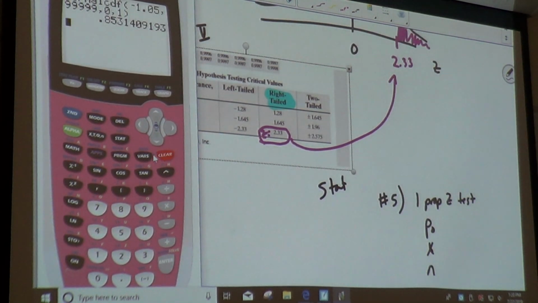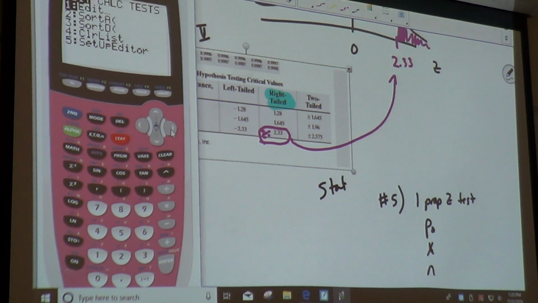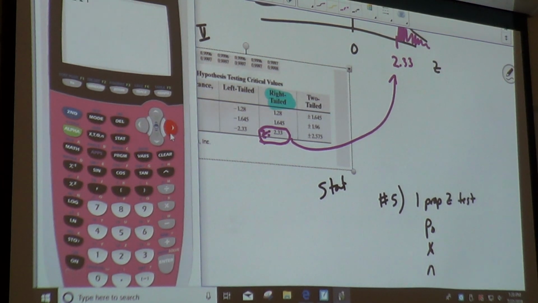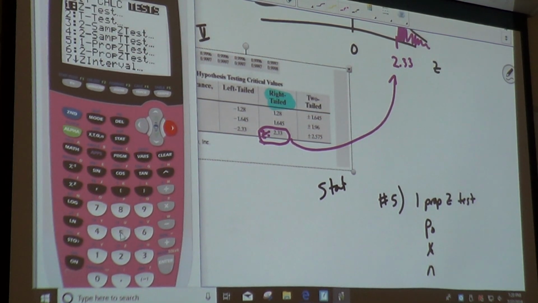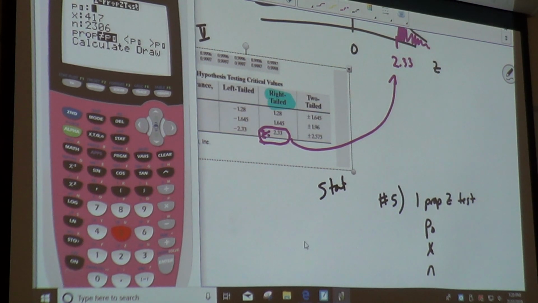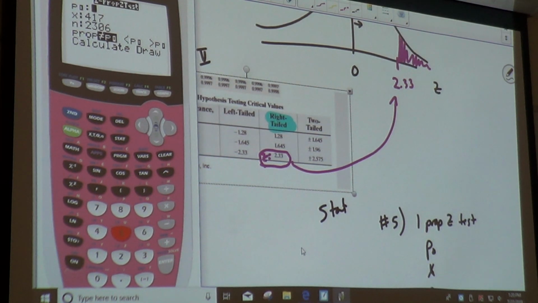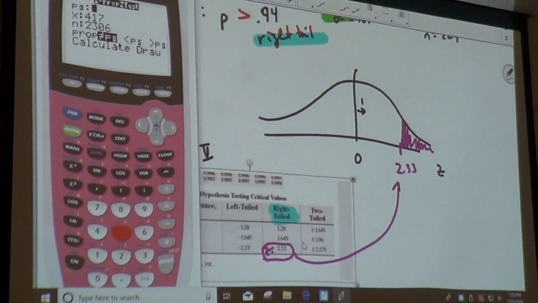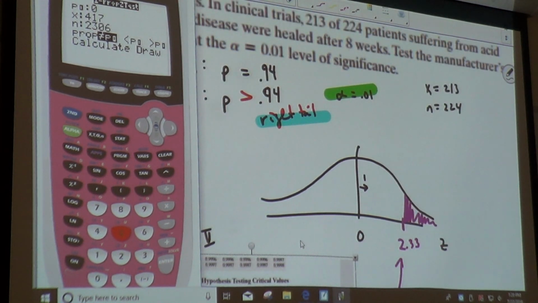All right, so I'm going to do stat test. I'm going to go down to number 5. Now, what do you think my P sub 0 is going to be? 0.94. What is my X going to be? 213. What is my N going to be?